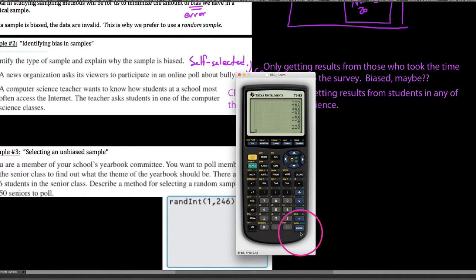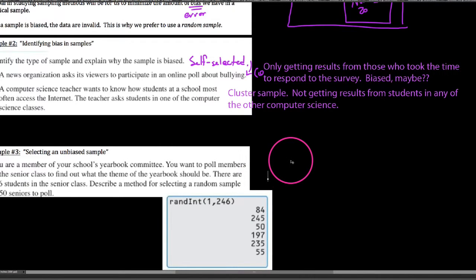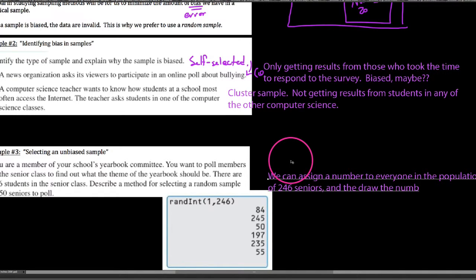So one way to do this is we can assign a number to everyone in the population of 246 seniors, and then draw the numbers using a lottery system. Which is not actually one of the ones that was presented on our other page, but the lottery system would be a completely random sample.